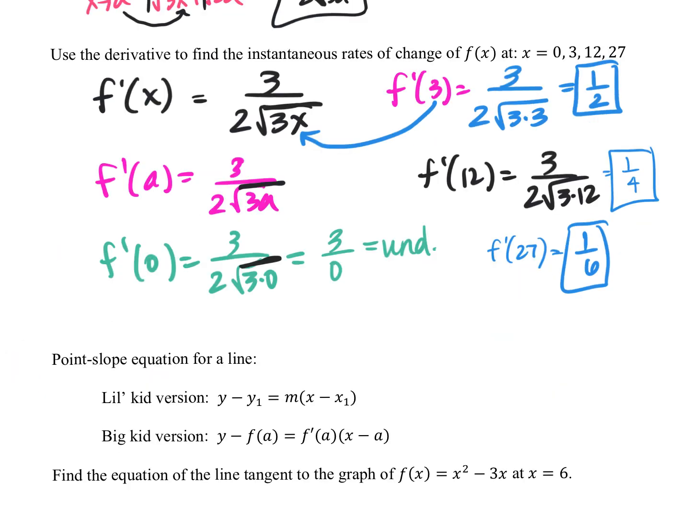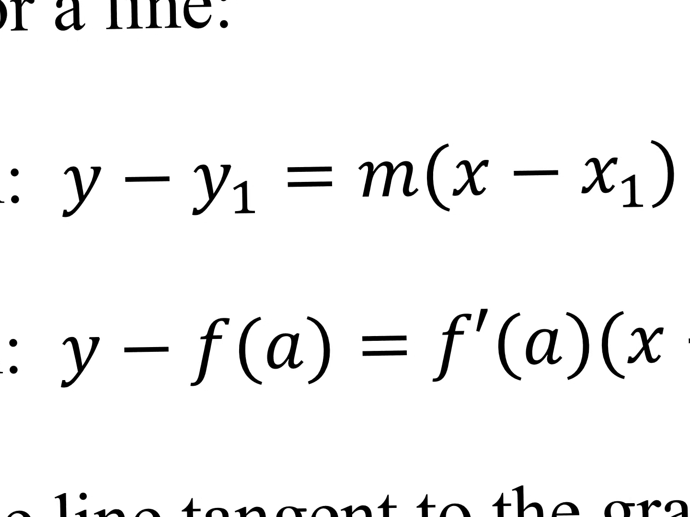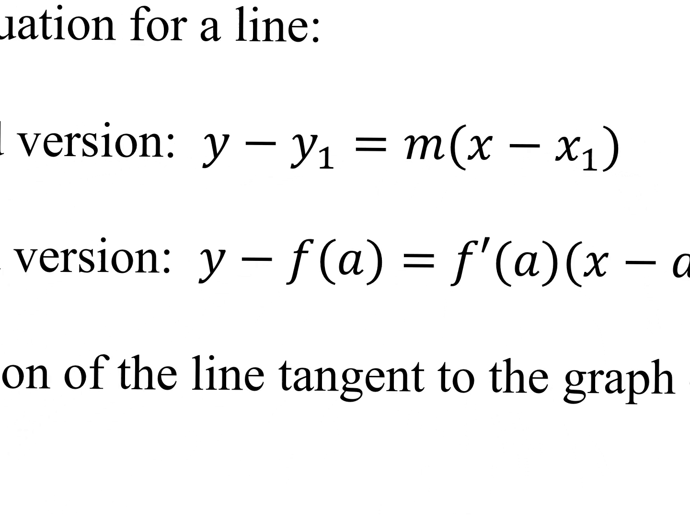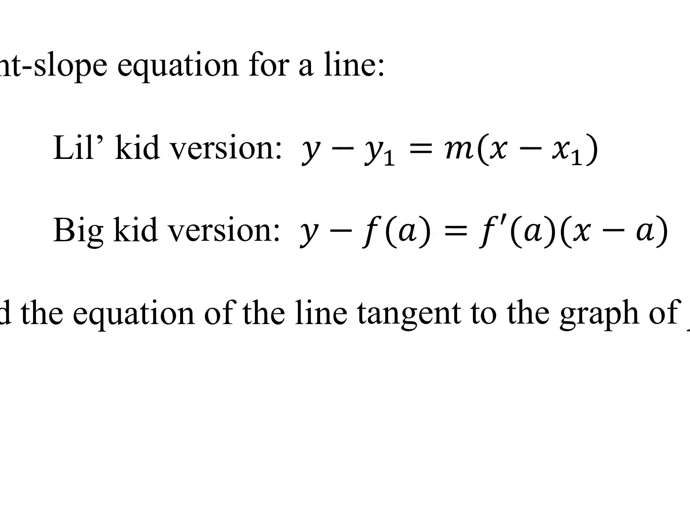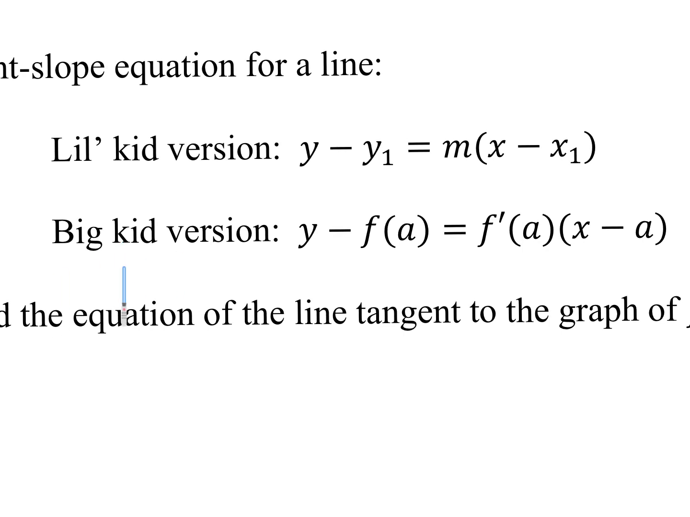Does this one look familiar, people? This right here? Yeah, that point slope form. We talked about that a lot last year. AP calls that the little kid version. And do you think that we're ready for the big kid version? Are these the exact same thing?